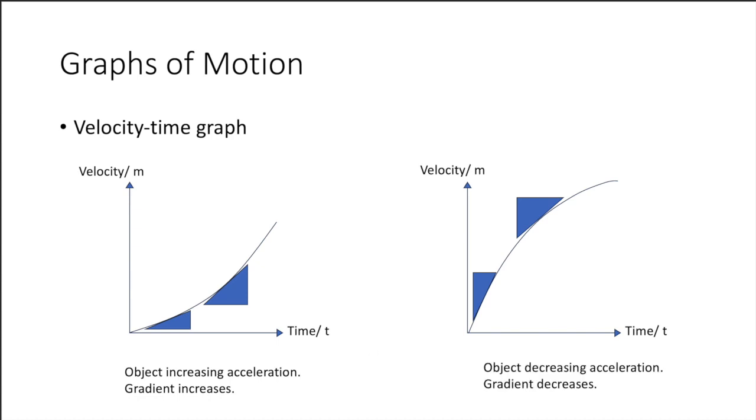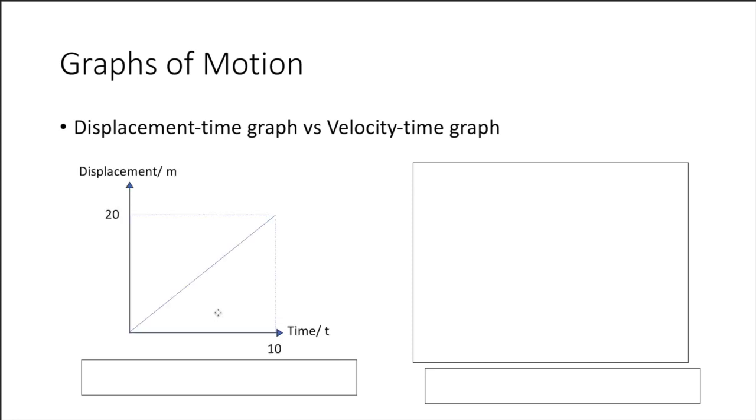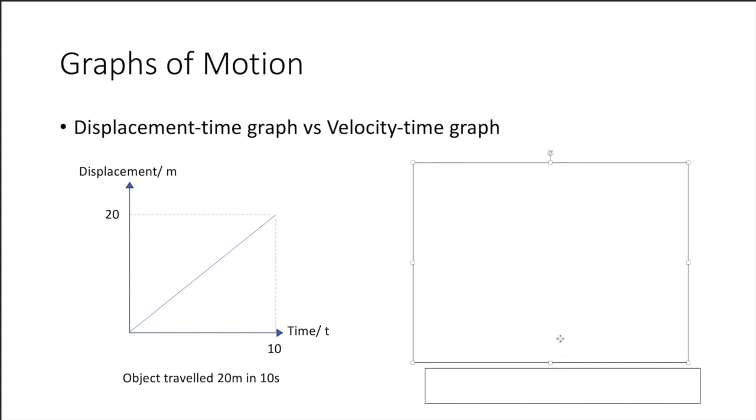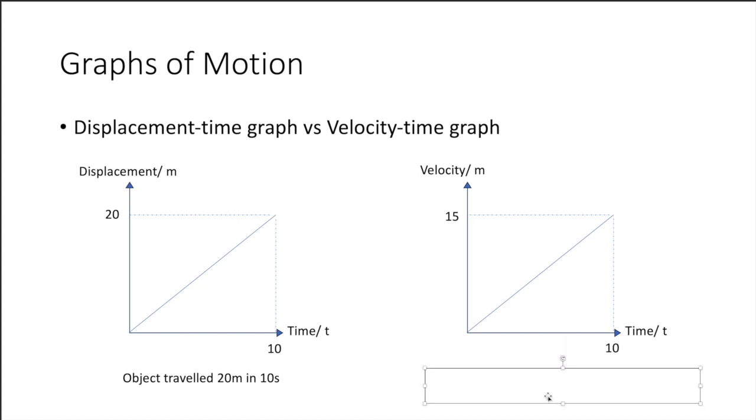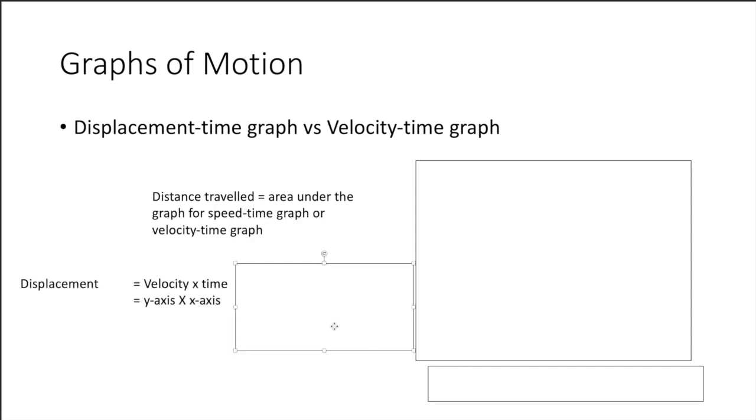So displacement time graph and velocity time graph are a little bit different. It's easy to find the distance traveled for a displacement time graph. You just have to count the total length covered by the line, but it's a little bit complicated for the velocity time graph. You need to find the area under the graph for your velocity time graph or your speed time graph. Okay, and why is it area under the graph? Because distance equals speed times time, or displacement equals velocity times time. So velocity times time literally translates to area under the graph.